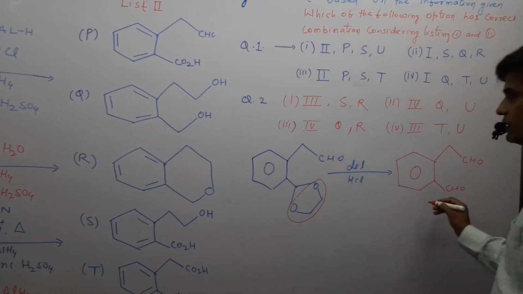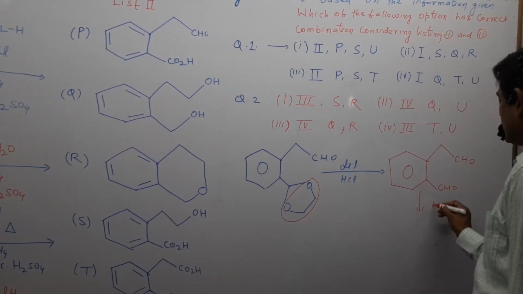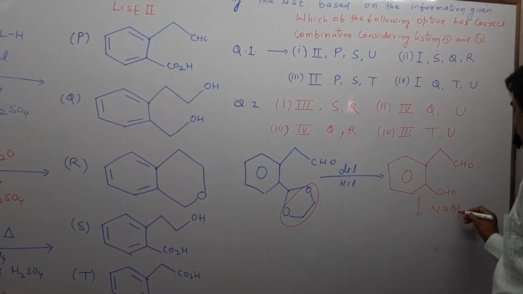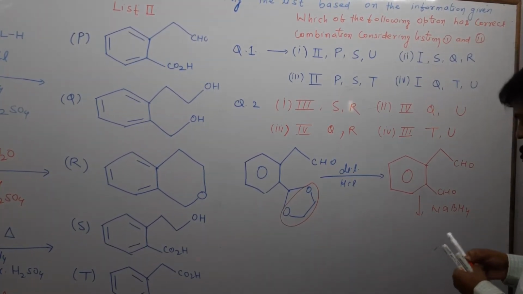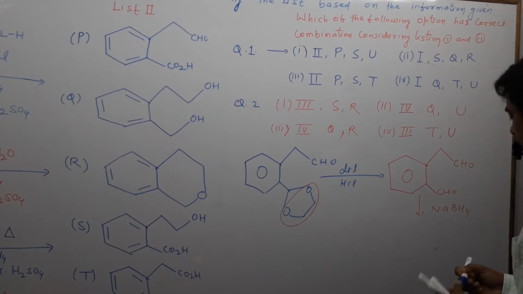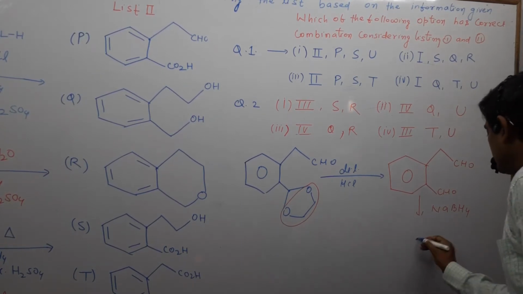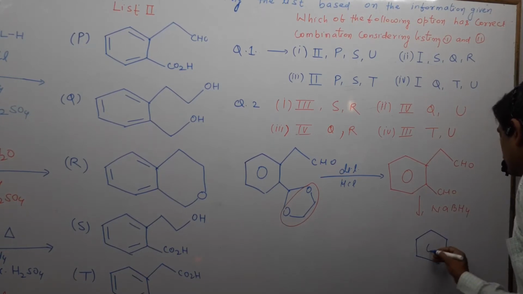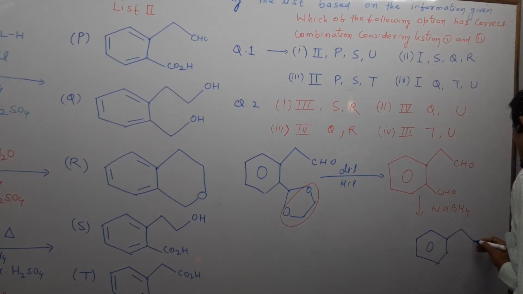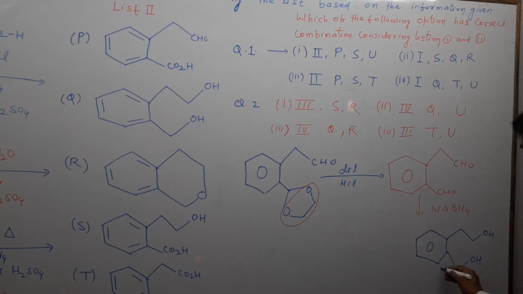Now we have to reduce by NaBH4. NaBH4 is a mild reducing agent which reduces both aldehydes into alcohol. So this will be reduced into alcohol. This is OH and also alcohol. Now it reacts with conc H2SO4.